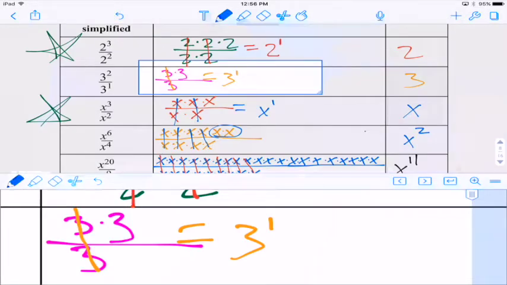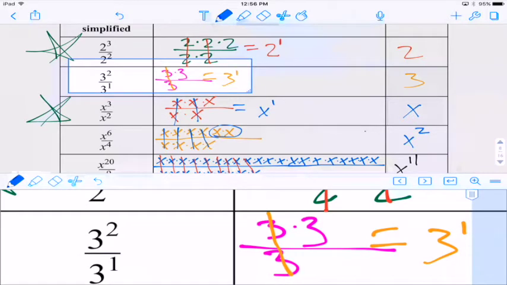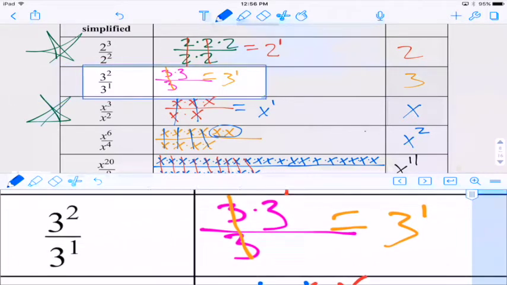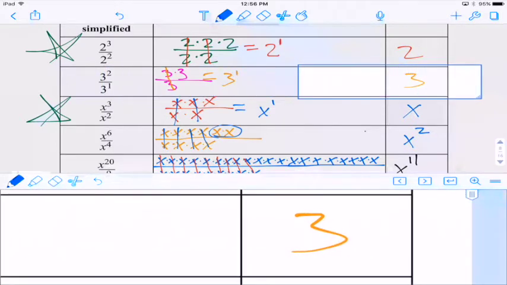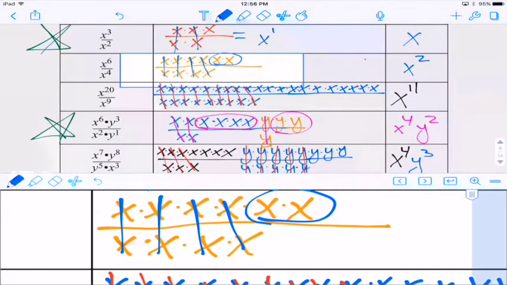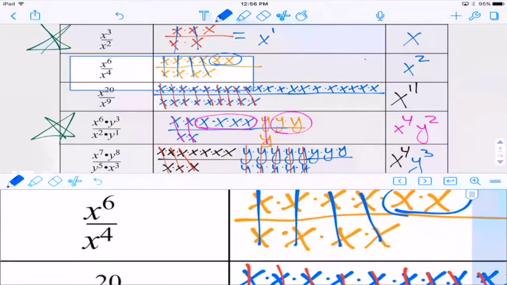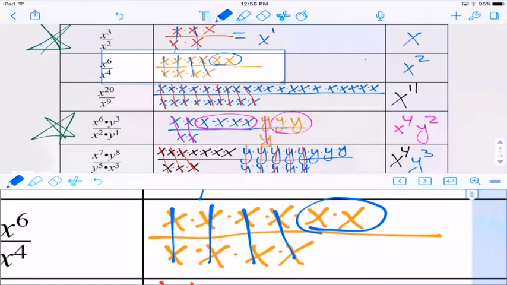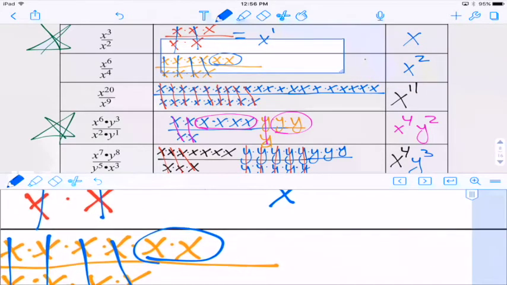Okay, I'm back. So I'm looking at this one. We had 3 squared, so there's 2 3's multiplied together in the top, and 3 to the first, 1, in the bottom, and we had the cancellation. So there's only 1 3 left over, and that's what we got. In this one, we had x to the 6th, so I count 1, 2, 3, 4, 5, 6 in the top, 1, 2, 3, 4 in the bottom. We look at cancellations. We've only got x squared left over because there was 2.